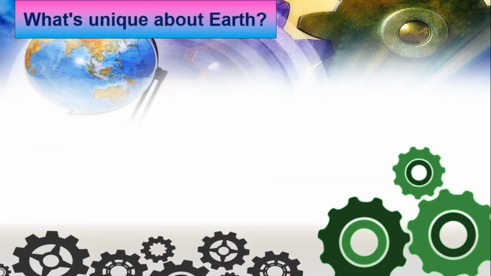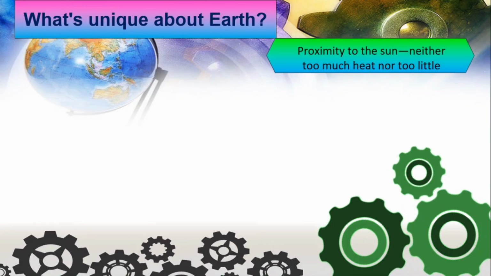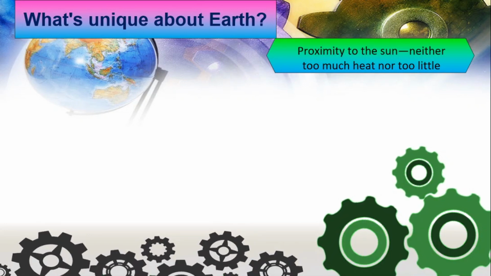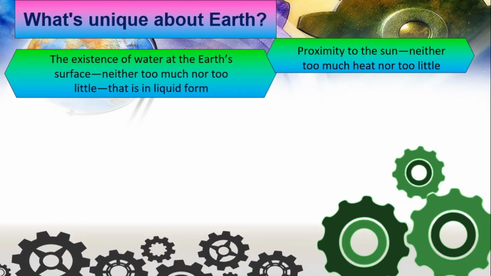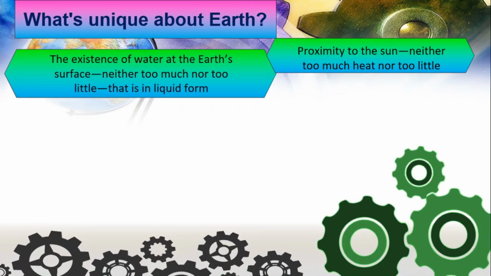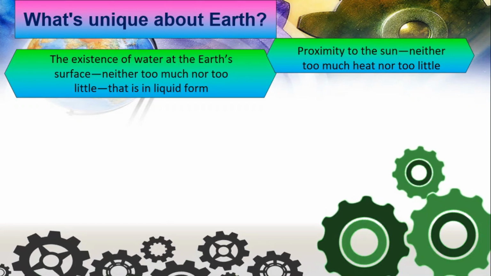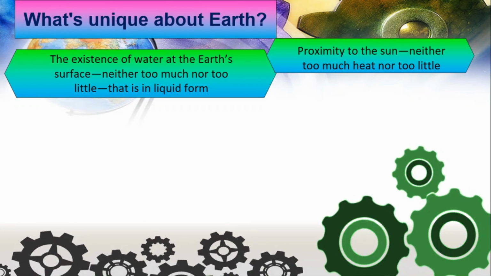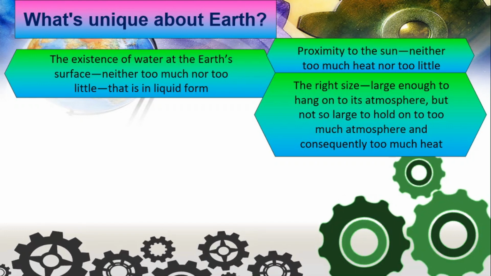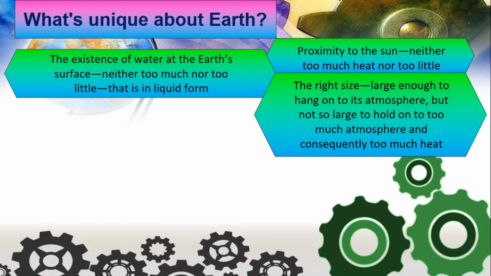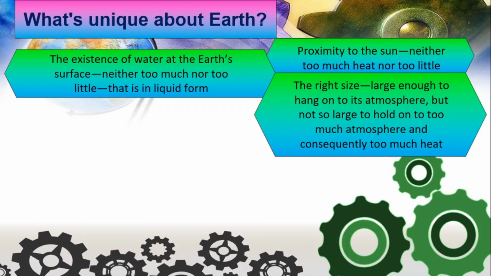So what is unique about Earth? First, the proximity to the Sun. Earth is located in the Goldilocks zone, which is not too hot or too cold. Next is the existence of water at the Earth's surface, neither too much nor too little, and in liquid form. Earth's size is just right, large enough to hang on to its atmosphere but not so large as to hold on to too much atmosphere and consequently too much heat.